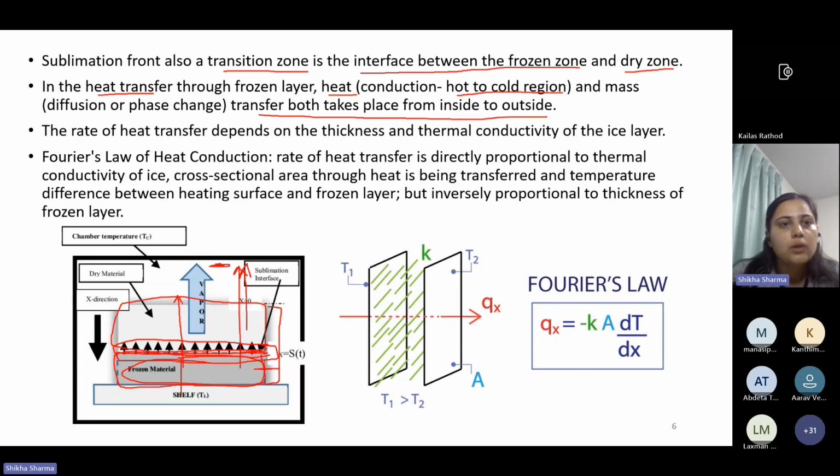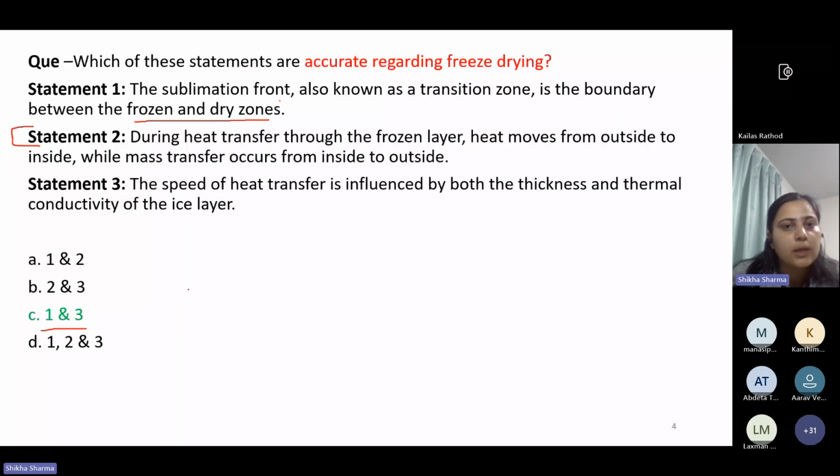So the second statement is saying that for heat transfer through the frozen layer, heat moves from outside to inside, whereas it is saying heat is moving from inside to outside in the frozen layer. Then mass is transferring from inside to outside, from the product to the atmosphere. So this statement is incorrect.